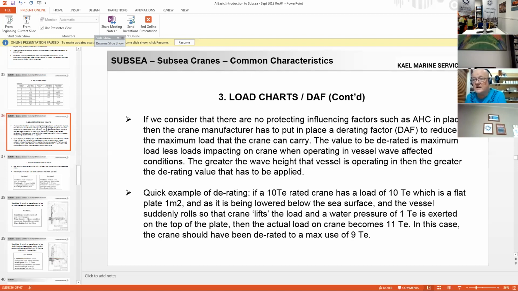So a quick example of derating. If a 10-ton rated crane has a load of 10 ton on a flat plate at 1 metre, being lowered below the seabed, and the vessel suddenly rolls so that the crane lifts the load, and a water pressure of 1 ton is exerted on the top of the plate, then the actual load the crane sees is 11 ton, which would overload the crane. So in this case, the crane would be derated with a DAF to bring the crane load down to 9 ton, and you would have a maximum of 9 ton under those conditions. You would not consider lifting a 10-ton load.